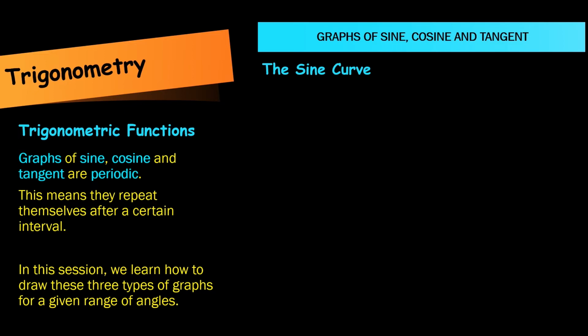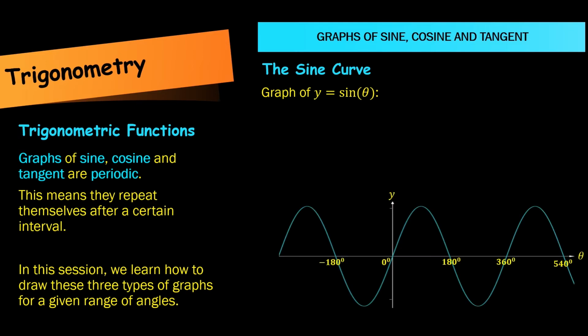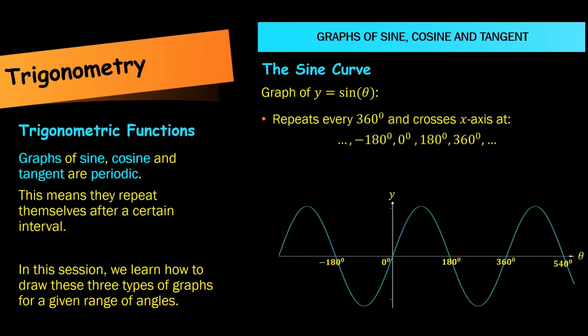Let's first have a look at the sine curve. The graph of y equals sine theta looks something like this. It repeats every 360 degrees and crosses the x-axis every 180 degrees. So for example, at minus 180 degrees, at 0, at 180 degrees, at 360 degrees, and so on. The maximum of the sine curve is at 1 and the minimum is at minus 1.